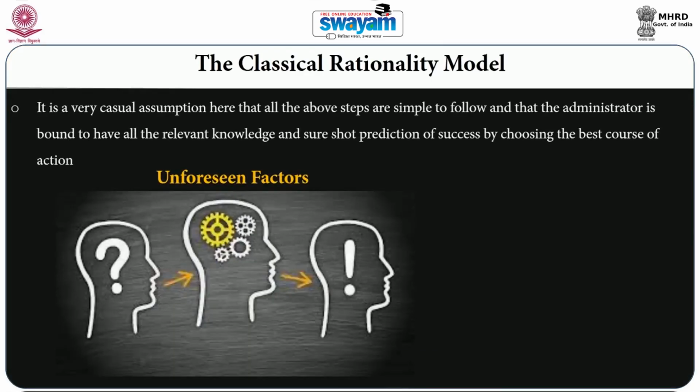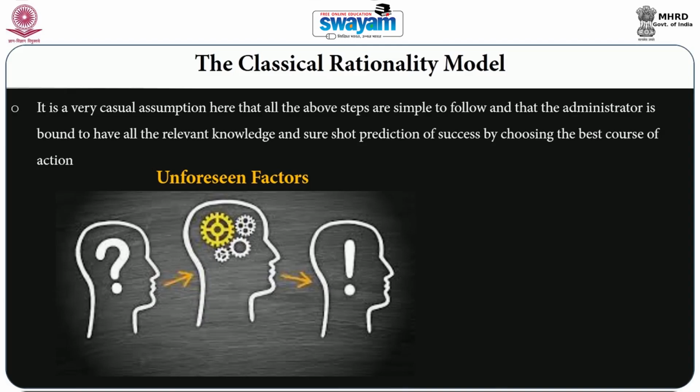These are the 5 steps generally followed by all to explain what is called the rational approach to the analysis of decision making. There is an assumption here that all the above steps are simple to follow and that the administrator is bound to have all the relevant knowledge and a sure-shot prediction of success by choosing the best course of action, which is called the decision. In reality, the process is quite complex and not as simple as I just mentioned, as there are many unforeseen factors that might crop up even in the process of taking a decision.